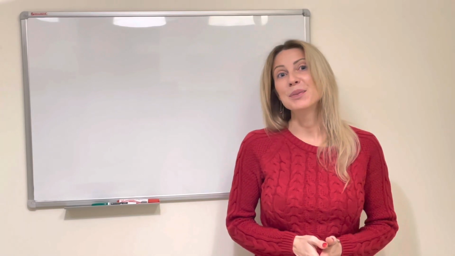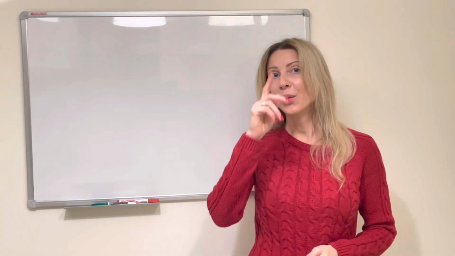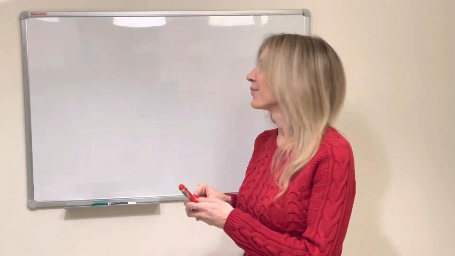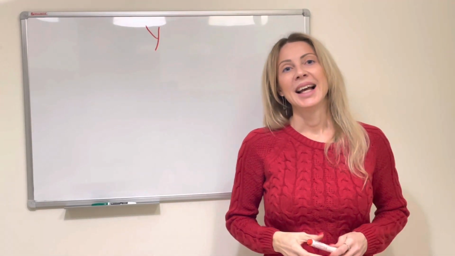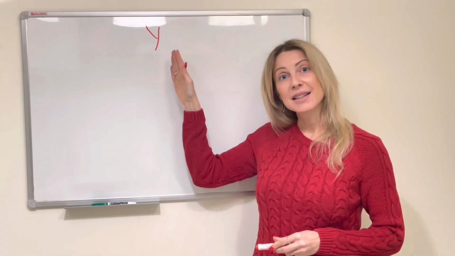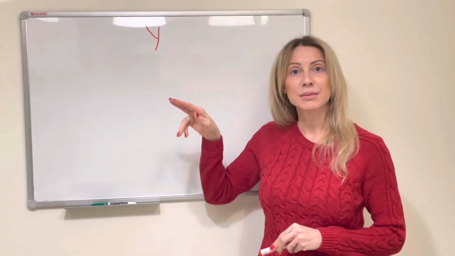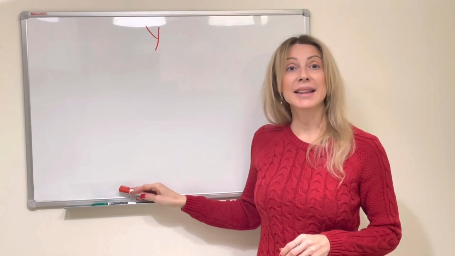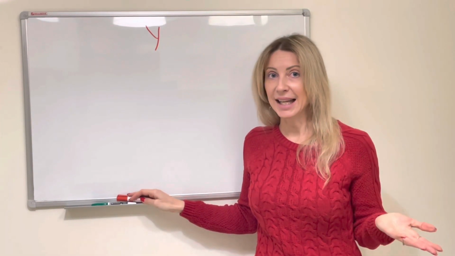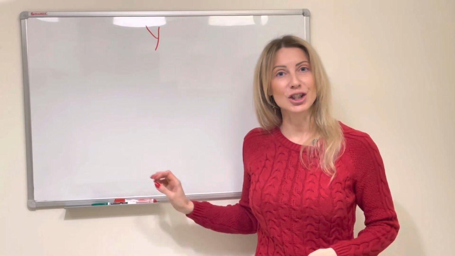Let's talk about prepositions У and the cases. Preposition У. It means at the place of, at, by, near. So let's look at the examples to understand when we use this preposition.